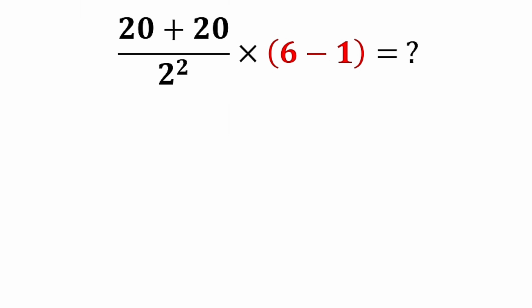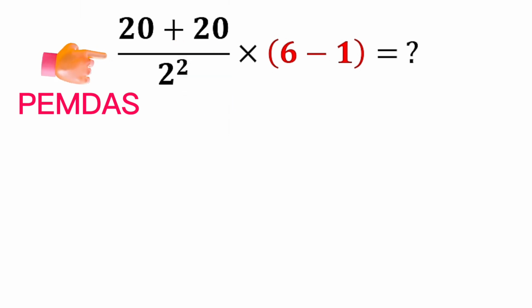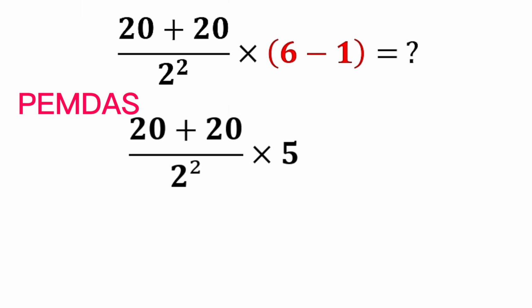To solve this question, we must follow a rule that is called PEMDAS, as you can see on the screen. In this equation, first we have an addition sign, then a division sign followed by an exponent, then a multiplication, and finally parenthesis. According to the PEMDAS rule, first we go for the parenthesis because parentheses have the highest priority than the other operations. So instead of this equation, we can write 20 plus 20 divided by 2 squared times 5. And the next step, we go for the exponent.